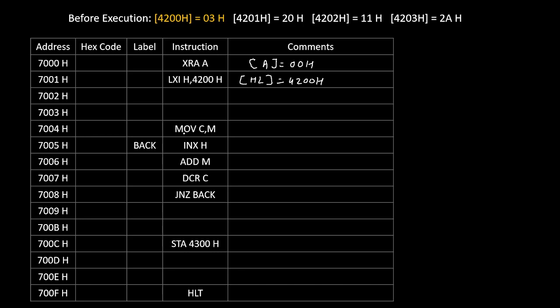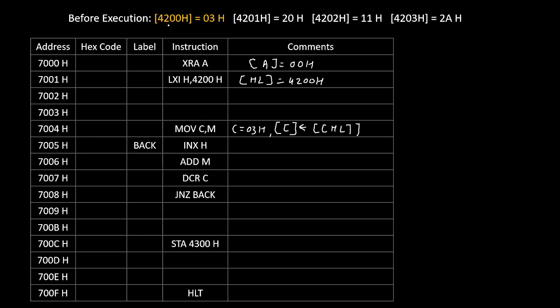In the next instruction we have written MOV C, M, which copies the content of memory, that is the content of the location pointed to by HL, inside the C register. The content of HL is 4200 and its content is 03, so 03 gets copied inside the register and our C becomes 03H. Now we got our counter. We set our counter in the C register because we want to add three consecutive memory locations.